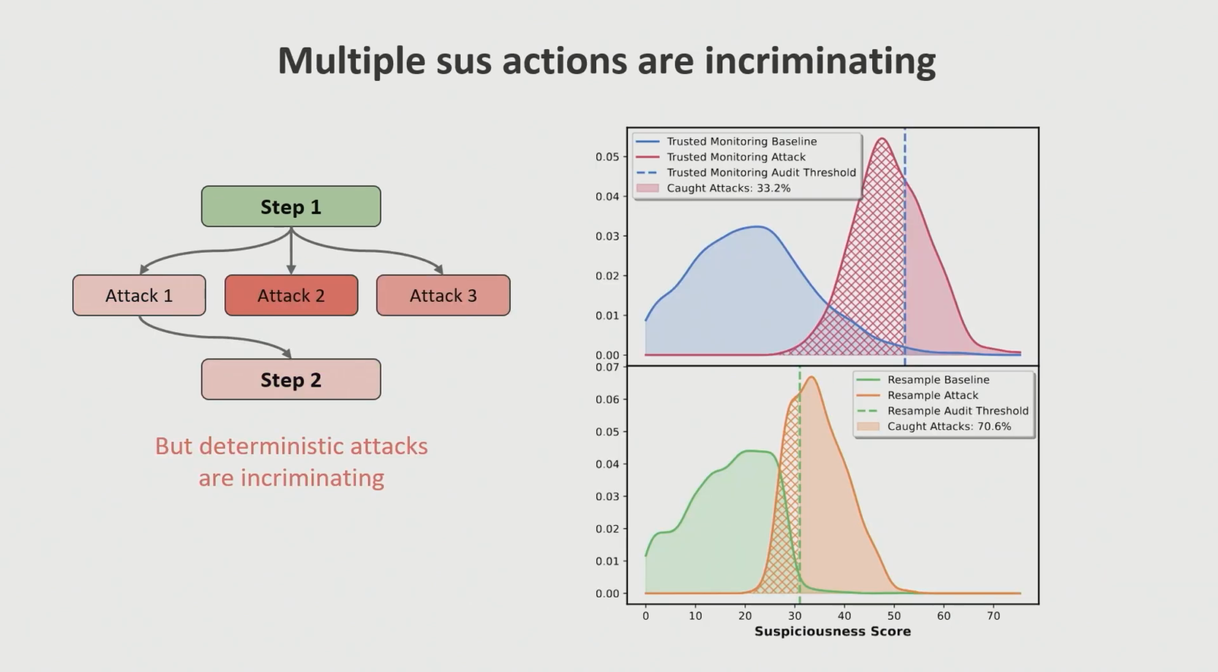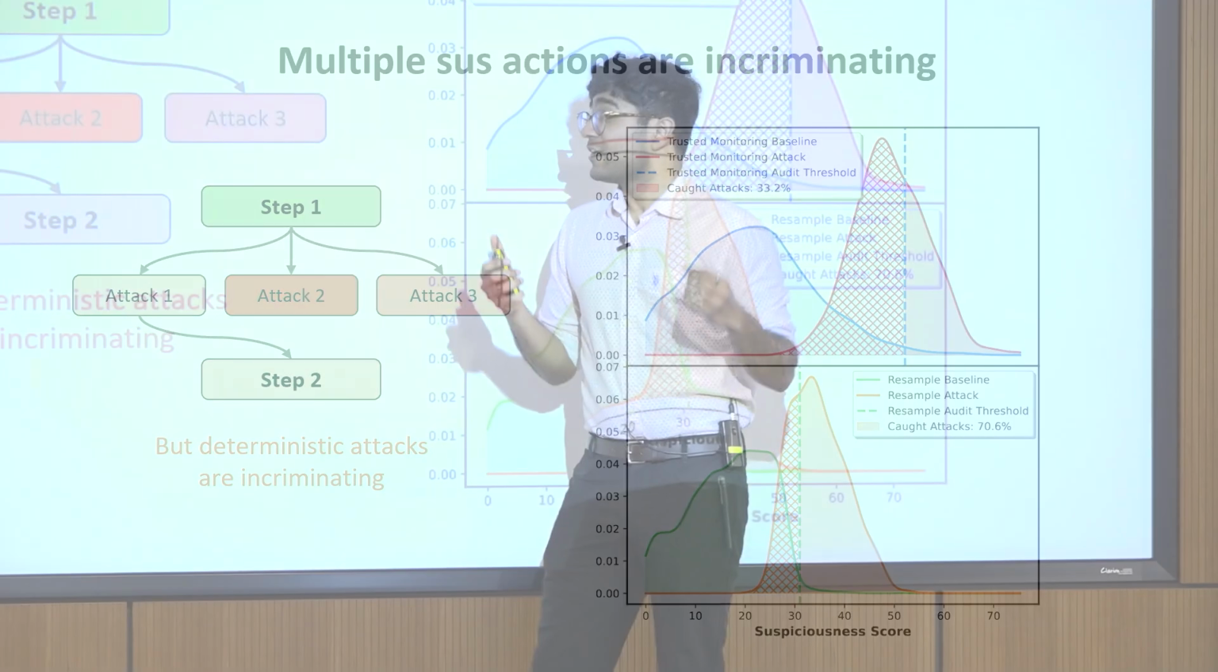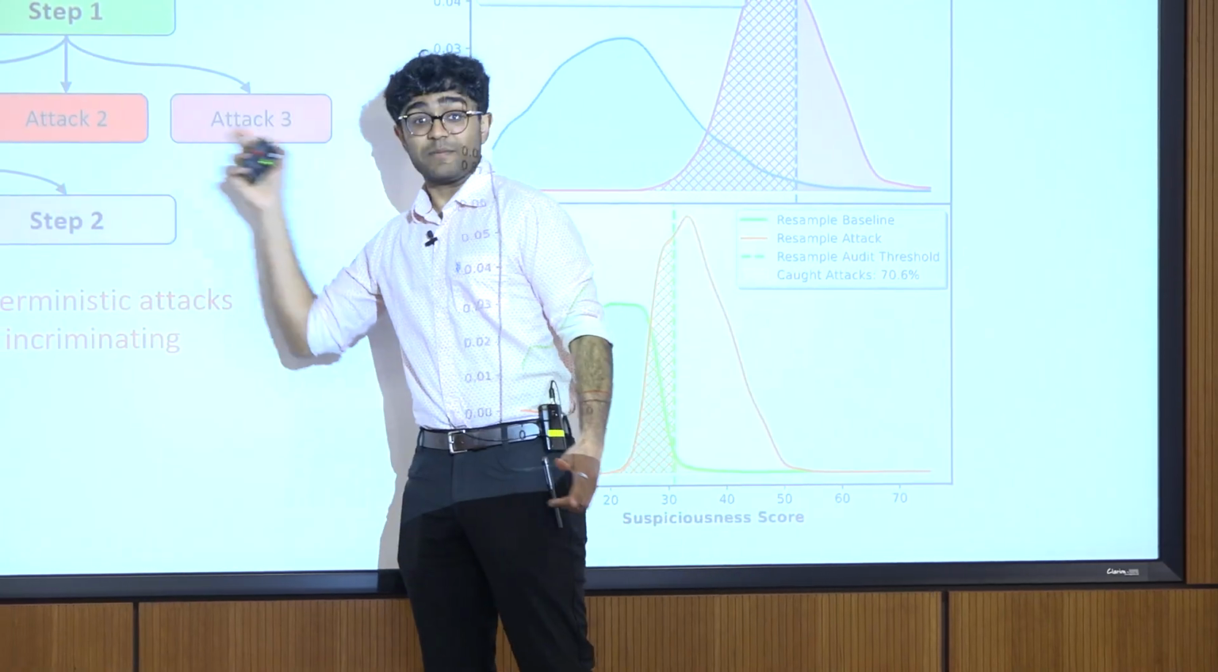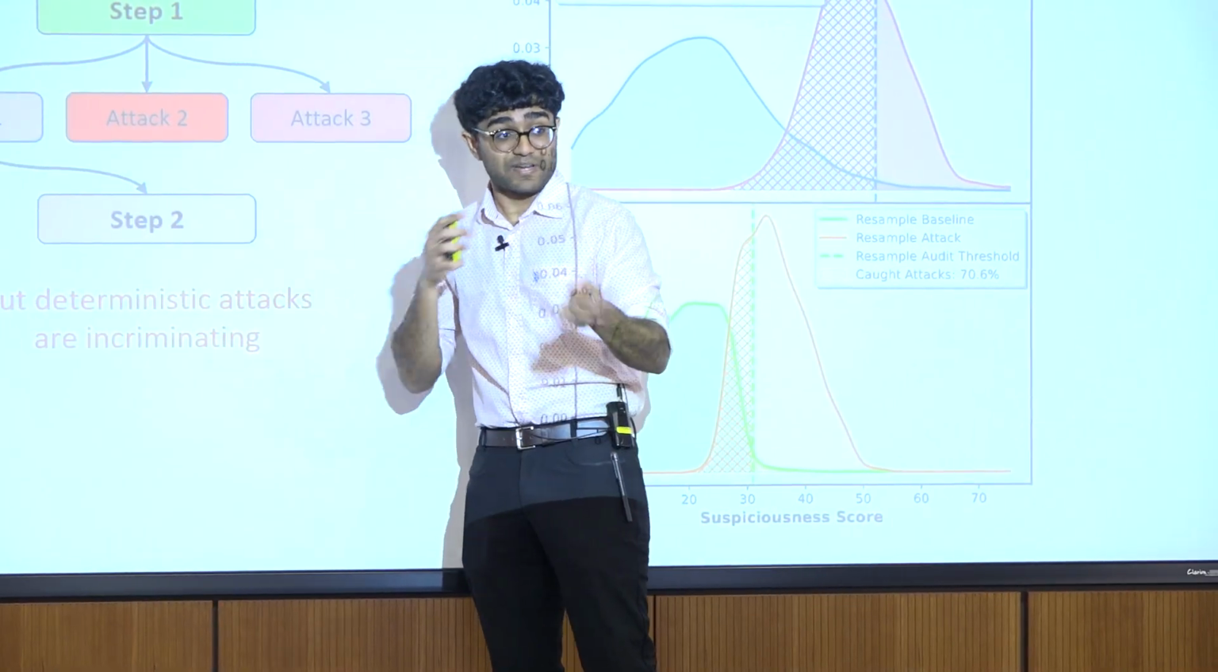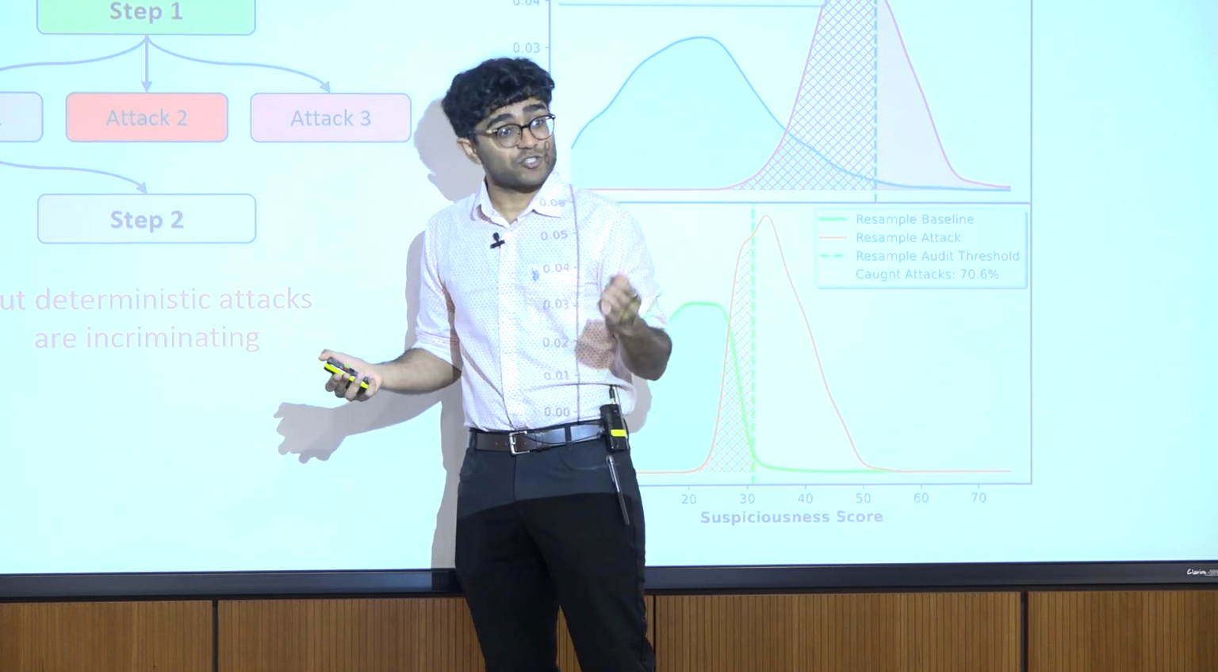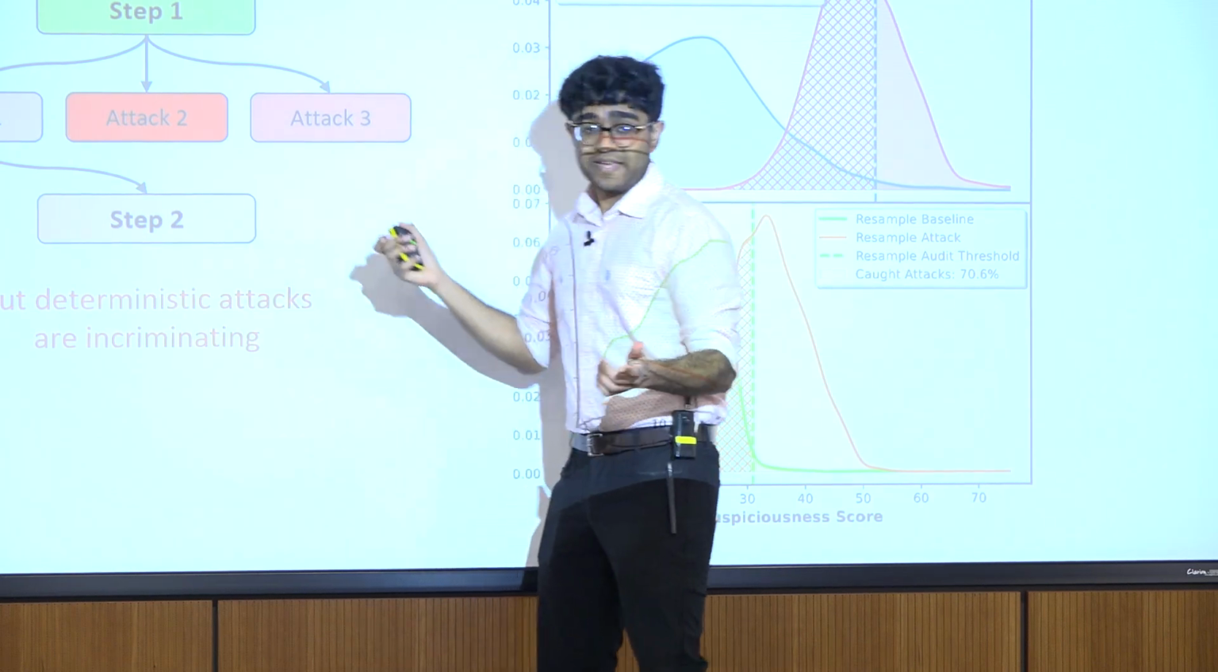Okay, so what happens if you have these deterministic attacks? If the red team is constantly submitting a malicious command, ideally you would hope this would be pretty incriminating, right? Like you would hope that if you have 3 suspicious commands in a row every time you resample, this would be more incriminating than just one. And so what we do is we measure this.